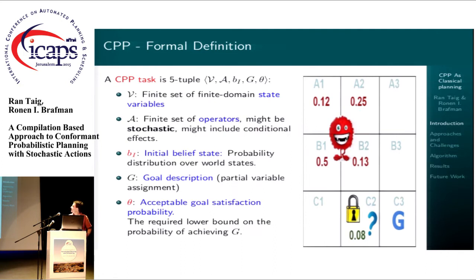So more formally, a CPP task has its finite set of variables, of course, a set of operators that some of them might be stochastic and commonly include conditional effects. We have an initial belief state given to us as a probability distribution, a goal description, and we need to achieve the goal with probability higher or equal to theta, 0.6 in our case.